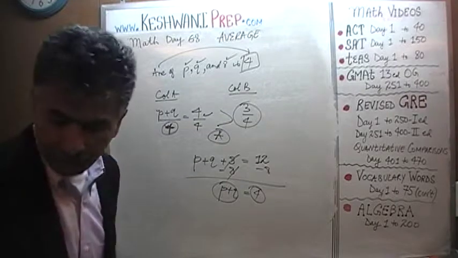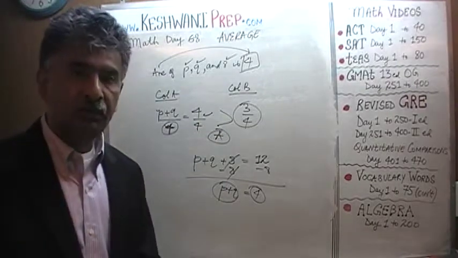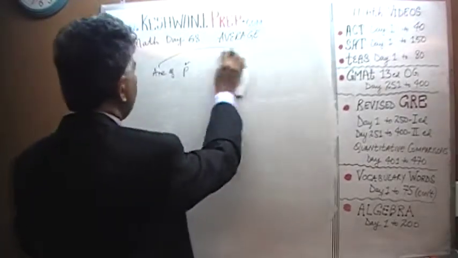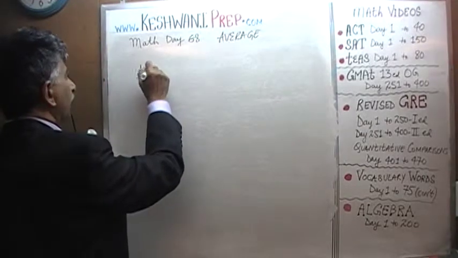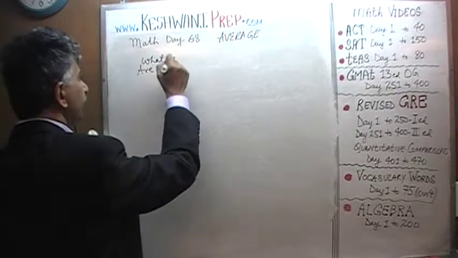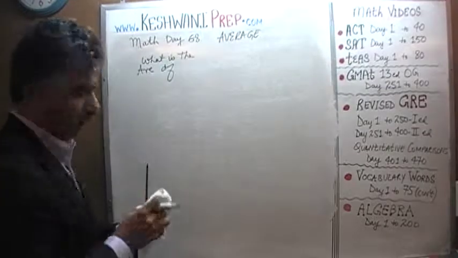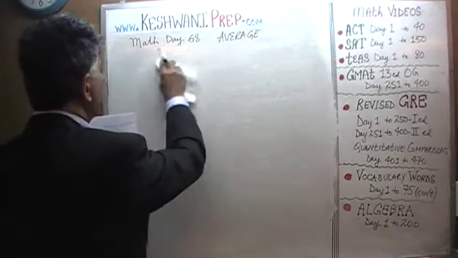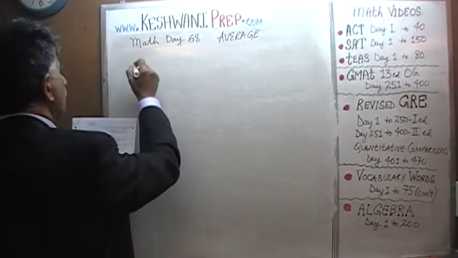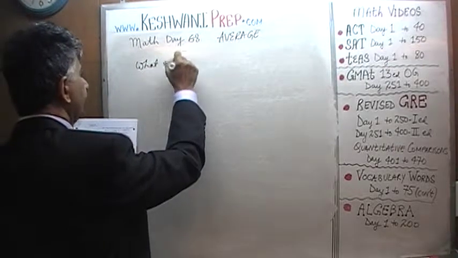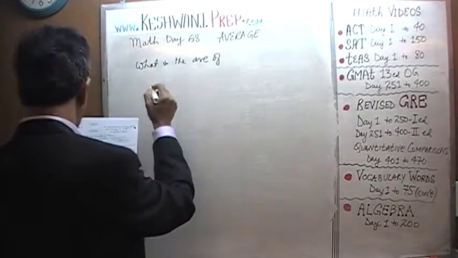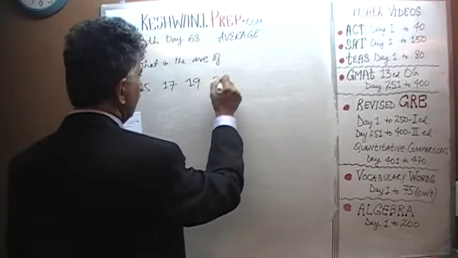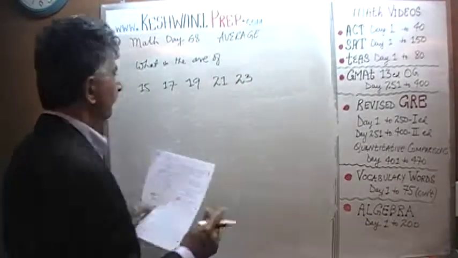The next problem, no matter how simple it may seem to you, I insist that you do it on your own because we're going someplace with it. Very simple, very straightforward problem. The question is, what is the average of 15, 17, 19, 21, and 23? Go ahead and do it out.